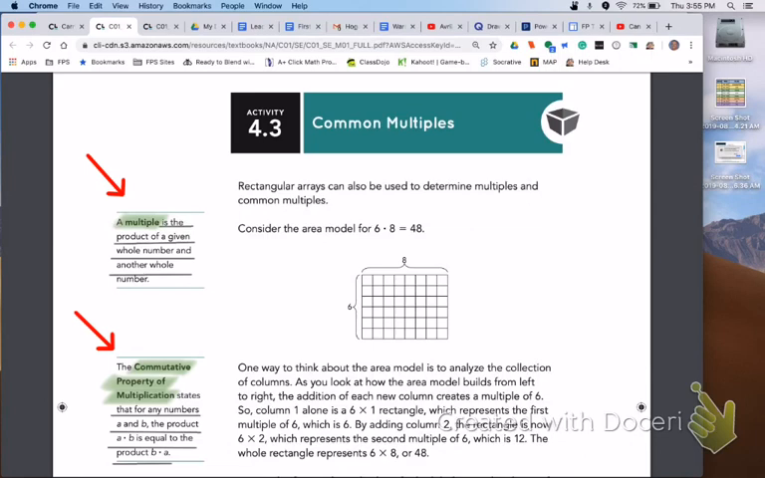Rectangular arrays can also be used to determine multiples and common multiples. Consider the area model for 6 times 8 is equal to 48. One way to think about the area model is to analyze the collection of columns. As you look at how the area model builds from left to right, the addition of each new column creates a multiple of 6. So column 1 alone is a 6 by 1 rectangle, which represents the first multiple of 6, which is 6. By adding column 2, the rectangle is now 6 by 2, which represents the second multiple of 6, which is 12. The whole rectangle represents 6 by 8, or 48.